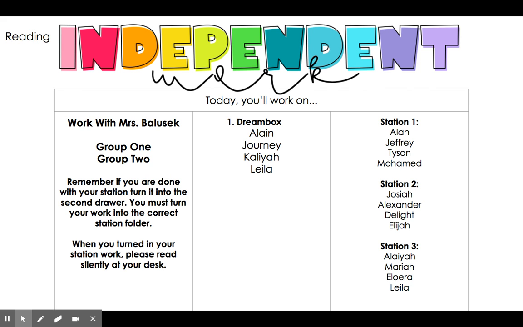Okay. Same thing. If you are done with your station, turn it into your station folder. Remember the math folder, not the reading folder. And then you may work on your station packet when you're done. Guys, also, side note, don't forget to turn in your math homework, and then you can turn in that station packet when you're done too.